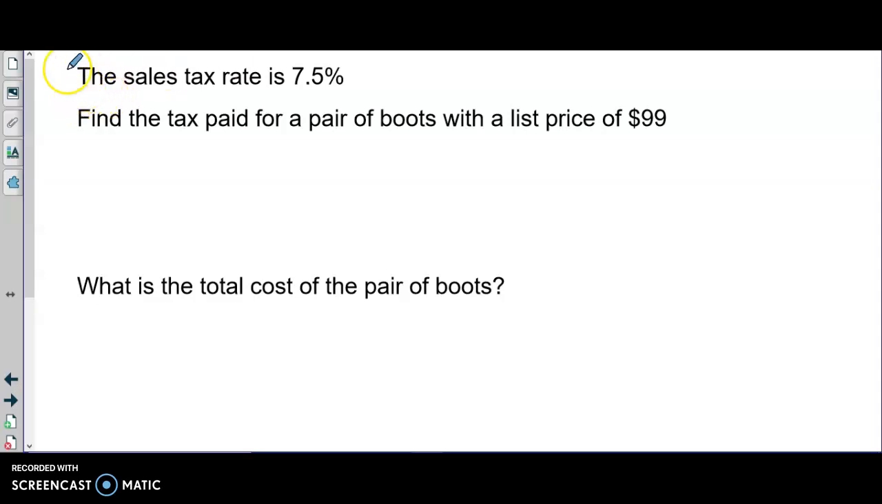All right, so we are finishing our Unit 6 review for our test. This next question says the sales tax rate is 7.5%. Find the tax paid for a pair of boots with a list price of $99.